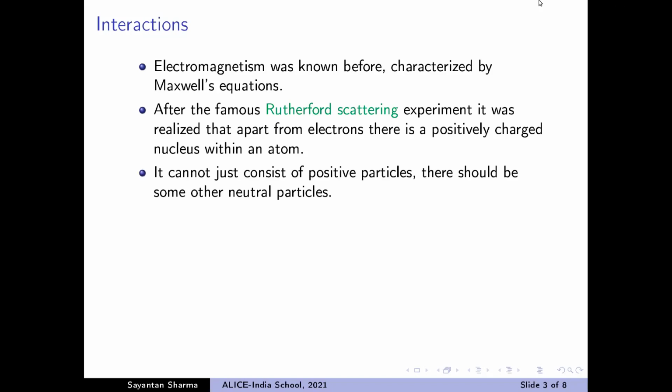And the nucleus cannot consist of just positive particles, because if there are so many positive particles and nothing to stabilize them, then that forms an unstable system. So there were some neutral particles also inside, and they interact strongly to give stability to this nucleus.